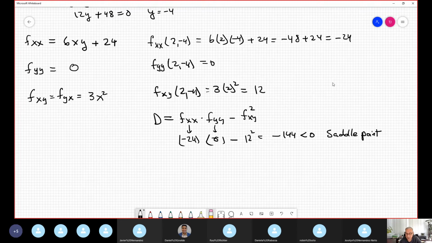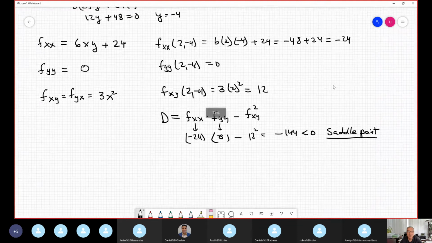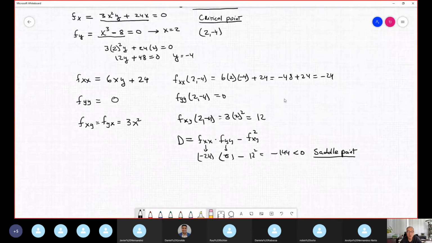So the only critical value que we discover, que es (2, negative 4), actually is no min, no max, es a saddle point. End of story. Any question? What part is confusing?